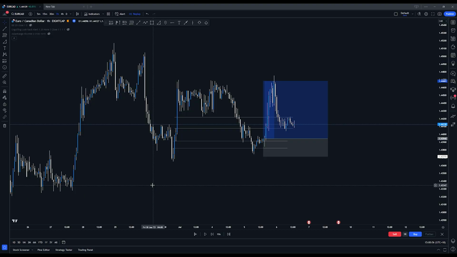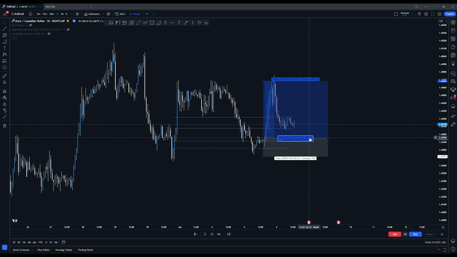What's going on, guys? Today I'm going to be doing a trade breakdown for you. This is a trade that I took this week. It was a really good trade, panned out really quickly, and I'm just going to be going over why I took the trade, the thought process, and trade management.